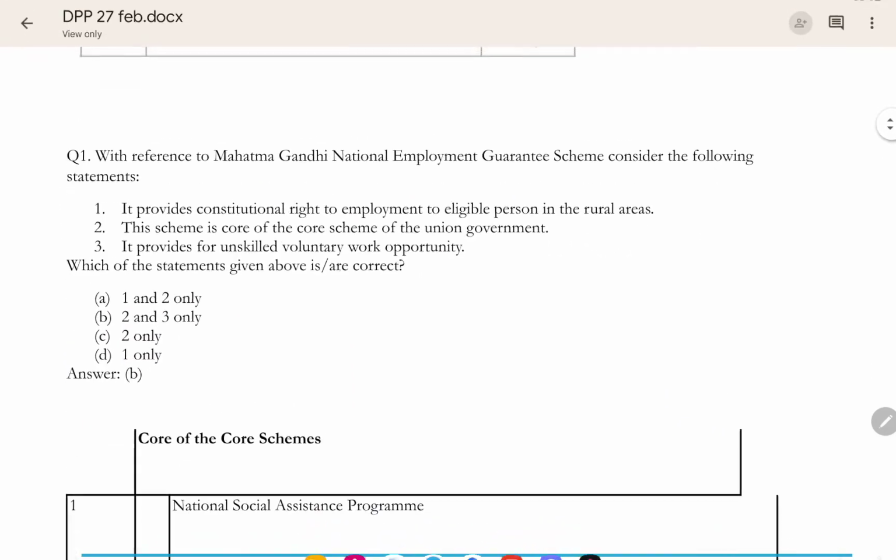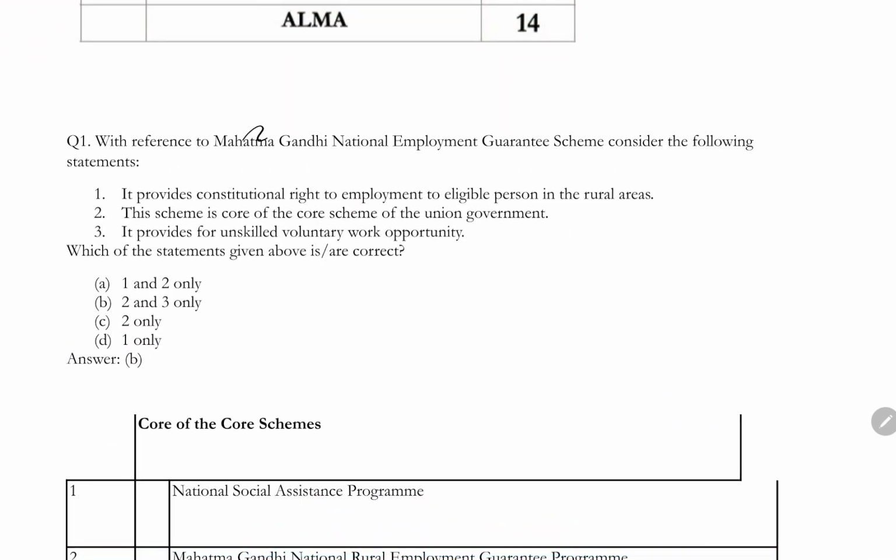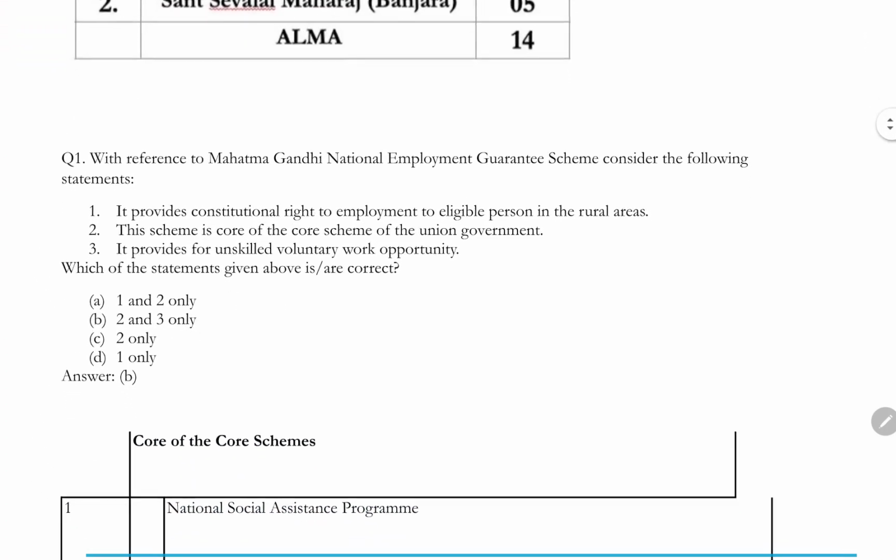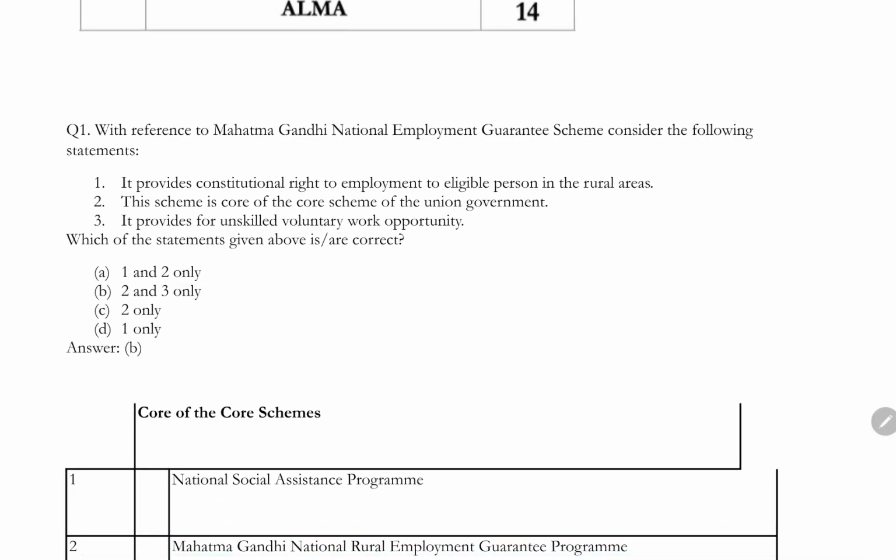Now the first question is regarding the MGNREGA scheme, that is the Mahatma Gandhi National Employment Guarantee Scheme. Consider the following statements. The first statement is: it provides the constitutional right to employment to the eligible person in the rural area. So this statement is not completely true, because the MGNREGA scheme does not provide the constitutional right to employment to the eligible person.